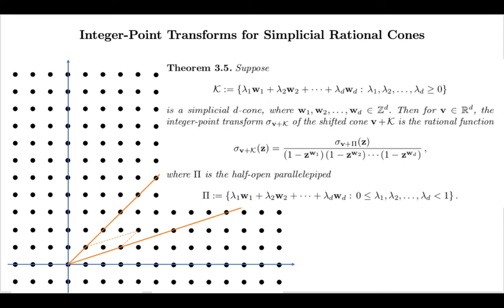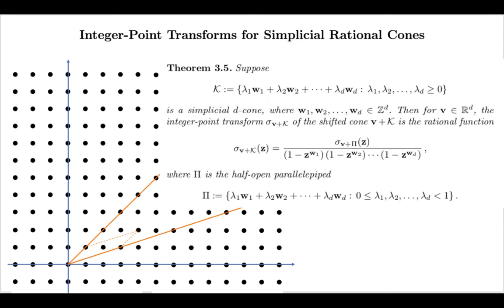So suppose you're in dimension d, and you have a simplicial d-dimensional cone. That means I have d linearly independent generators, w1 through wd. I can choose them to have integer coordinates. Then I can shift my cone by some real vector v if I want to. And we have the following formula for the integer point transform of the shifted cone v plus K.